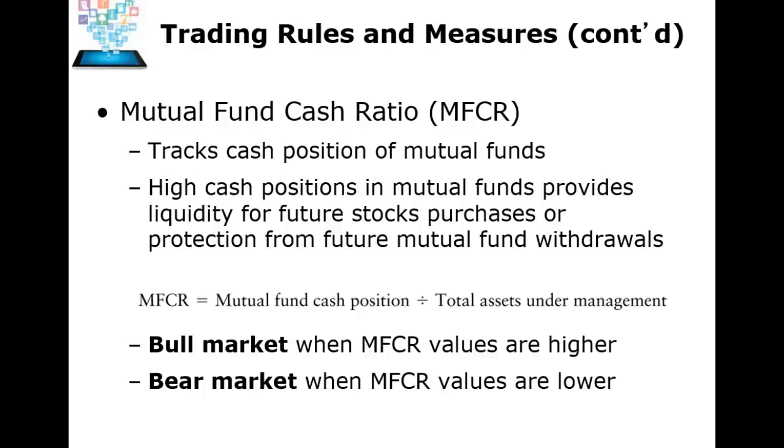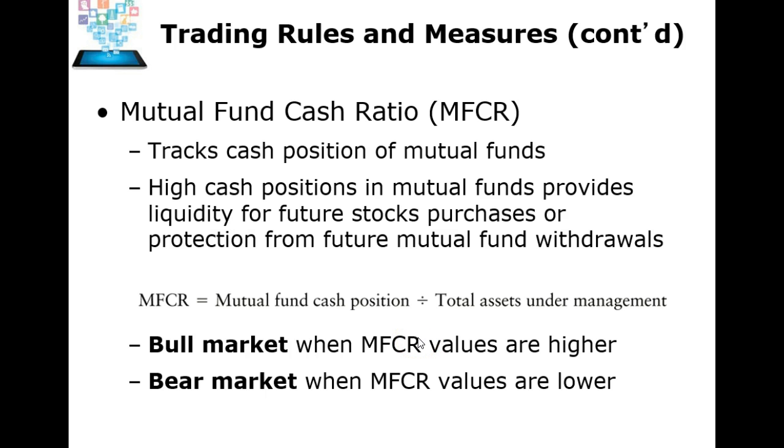If they feel the stock market is going to go higher, they want to have as much of this cash in stocks as soon as possible. If they feel the market may be turning, they want to start accumulating a cash position, so they have this cash ready to take advantage of declines in the stock market. Down here, the mutual fund cash position divided by total assets under management gives you this ratio.